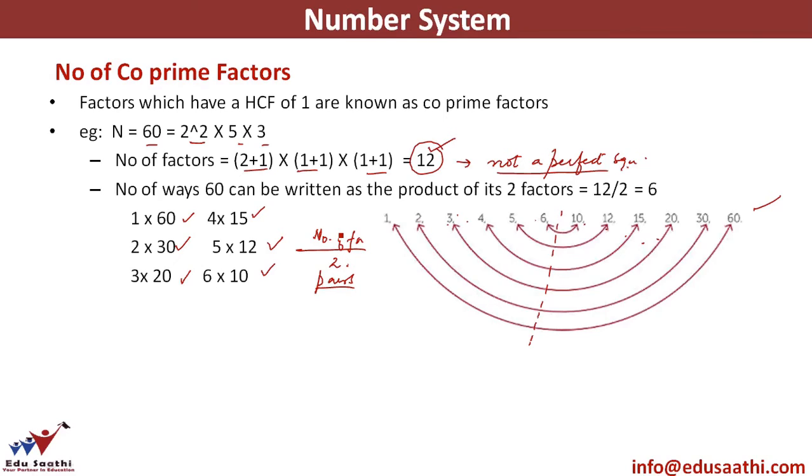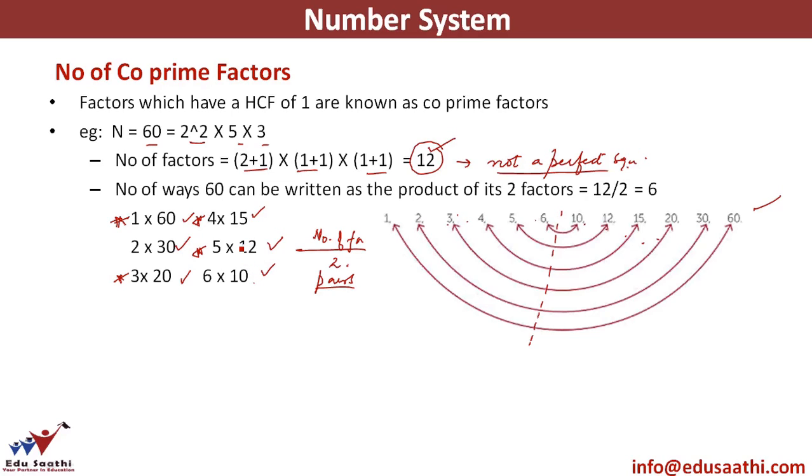Now out of these pairs, certain pairs have an HCF of 1. Those pairs are known as pairs of co-prime factors. So 60 and 1 have an HCF of 1. 2 and 30 do not have an HCF of 1, they have an HCF of 2. 3 and 20 have an HCF of 1. 4 and 15 have an HCF of 1. 5 and 12 have an HCF of 1. 6 and 10 have an HCF of 2.